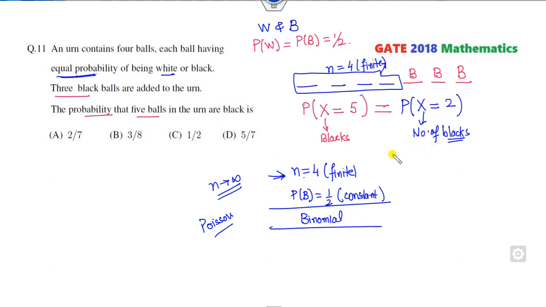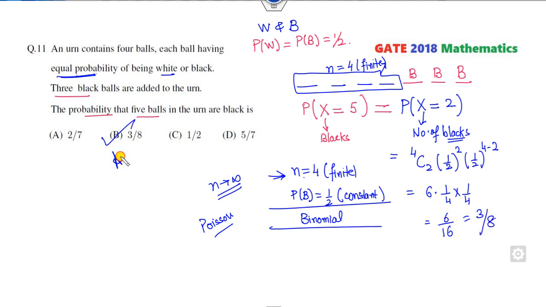Now apply the binomial distribution here. n is 4, x is 2, probability is half, and half to the power n minus x. So what is 4C2? It's 6, times 1 over 4, times 1 over 4. So it's 6 over 16, which is nothing but 3 over 8. So you can see the right answer is B.